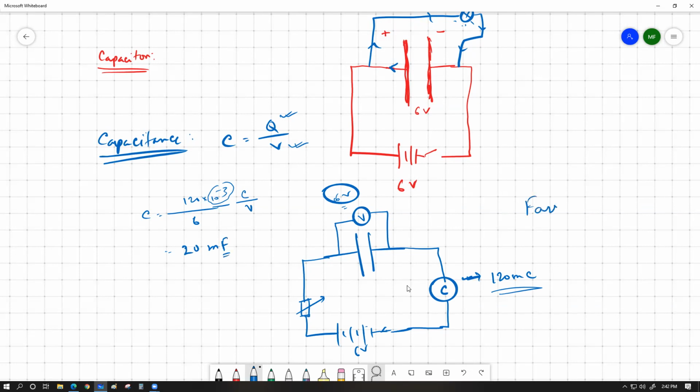The spelling is like this: F-A-R-A-D, farad. 1 farad equals 1 coulomb per volt.